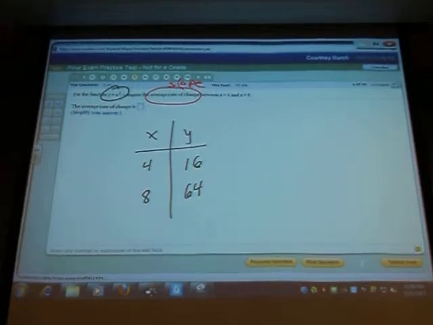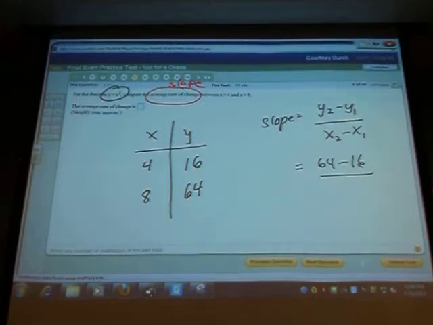Okay? Then just use your slope formula again: y2 minus y1 over x2 minus x1. So 64 minus 16 over 8 minus 4 is 48 over 4, which works out to 12 on mine.